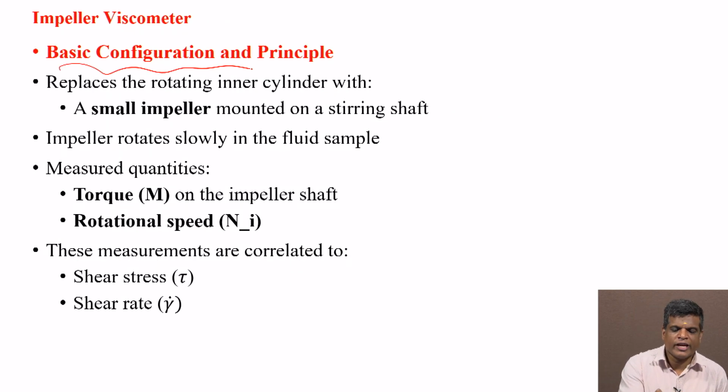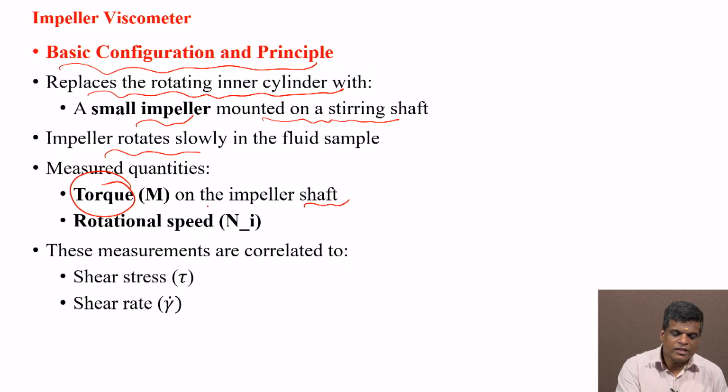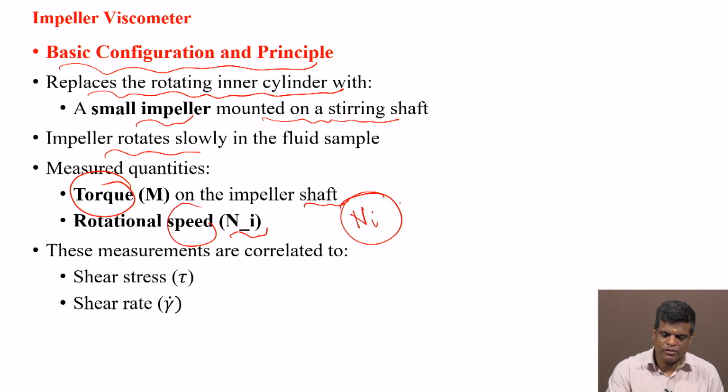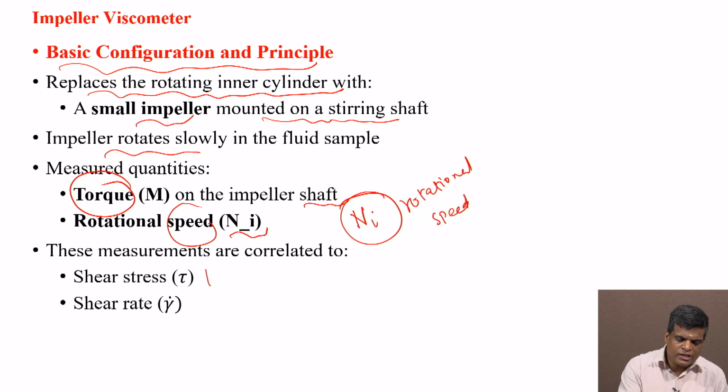So, what is the basic configuration and principle here? Instead of the rotating inner cylinder, we use a small impeller mounted on a stirring shaft. The impeller rotates slowly in the sample. Again, in the same way we measure the torque on the impeller shaft, along with the rotational speed. Instead of shear rate, we measure here the rotational speed, called Ni. We always write this as the rotational speed. From this we can determine the shear stress and shear rate.